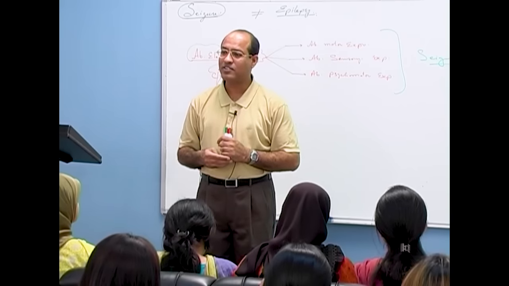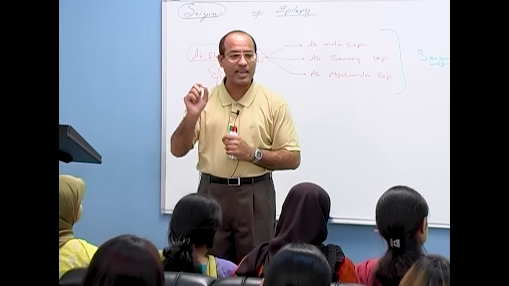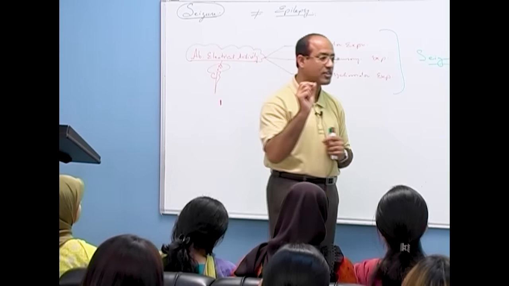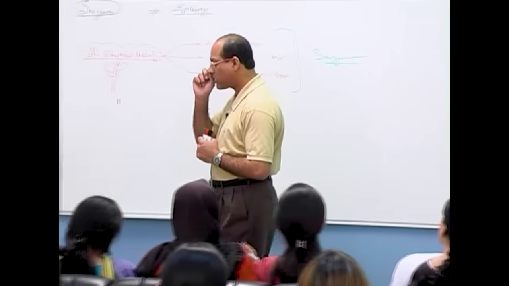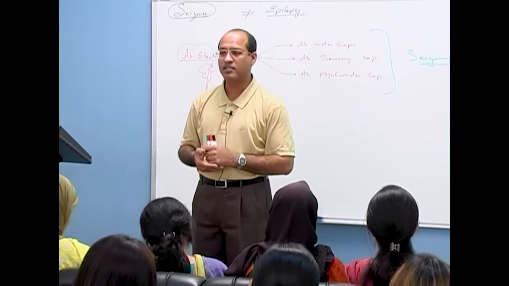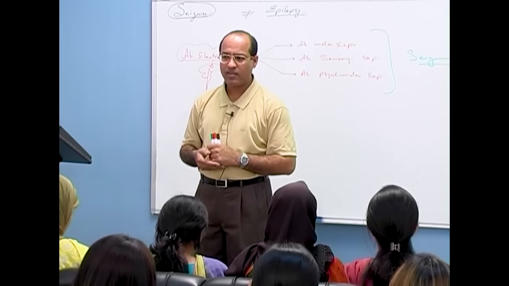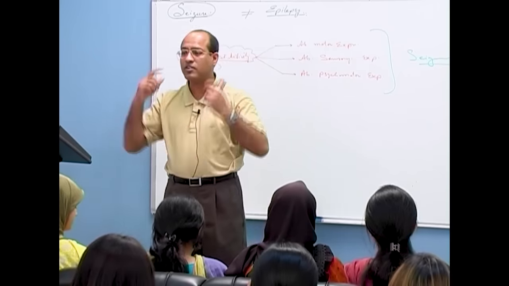It may be a seizure because some area in the temporal lobe is irritated, and that area has connections with the olfactory system. And when that is undergoing abnormal electrical activity, the patient may feel as if he is smelling something which is not there. Suppose this lady, what happens in her central nervous system?